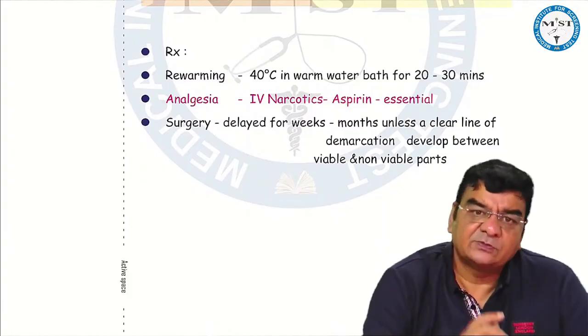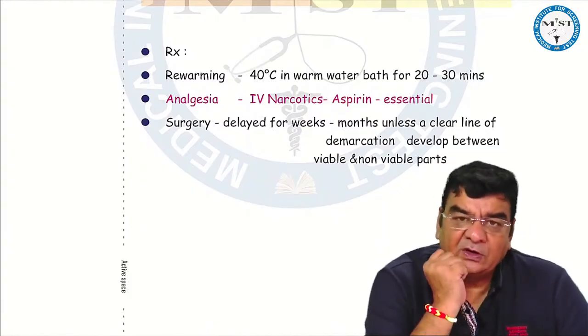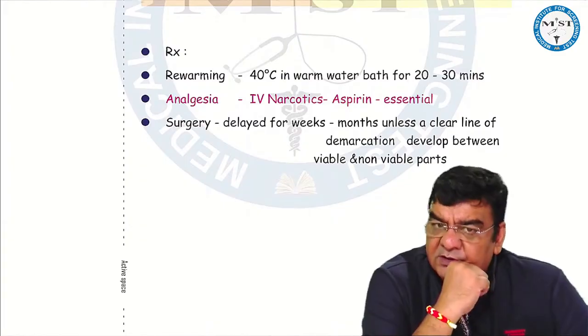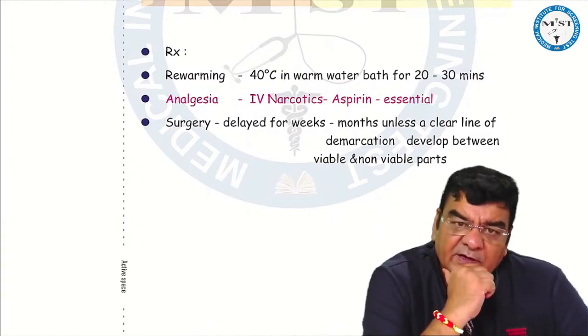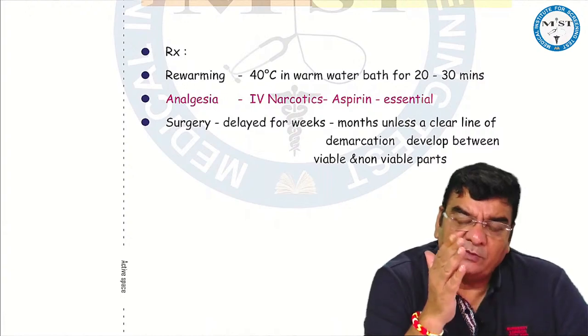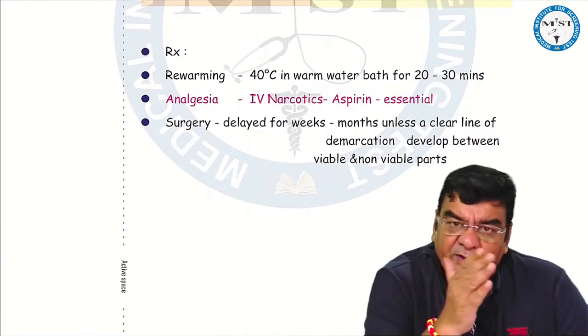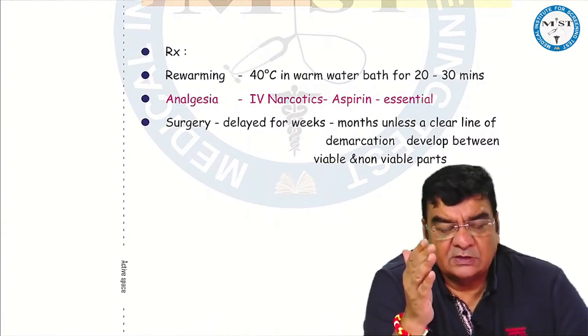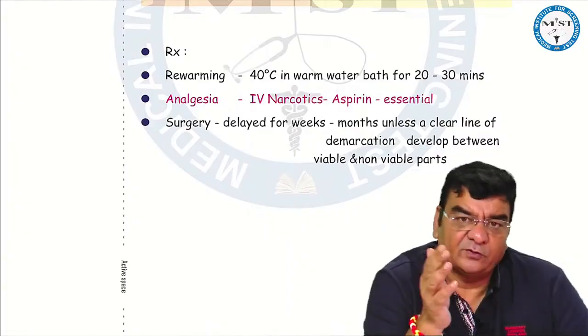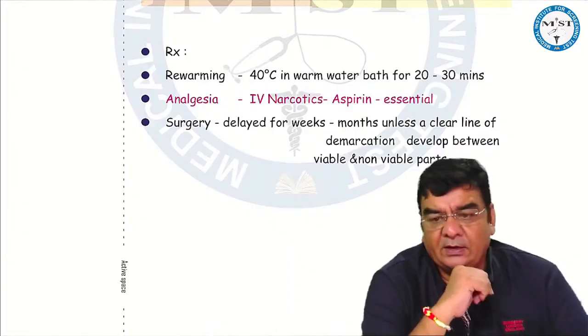We can give aspirin, which can increase the flow of blood to the affected site. Surgery, especially in frostbite cases, should not be done early because it takes time for a clear line of demarcation to develop between viable and non-viable parts, maybe weeks or months. Then only amputation has to be done for the dead part. Right.